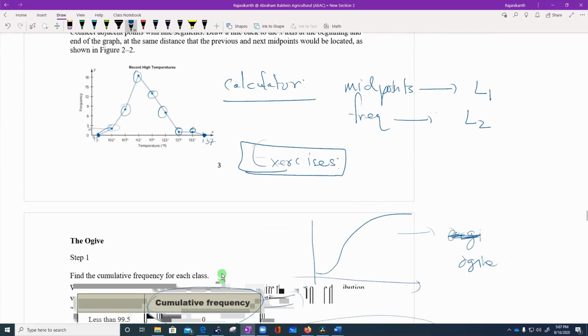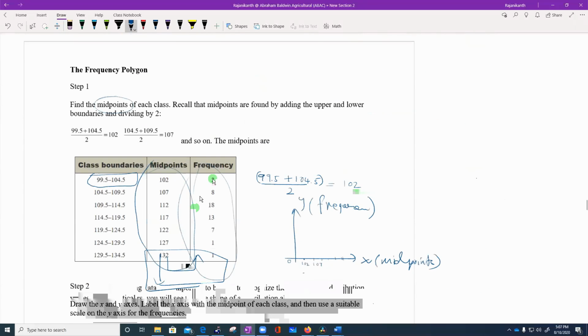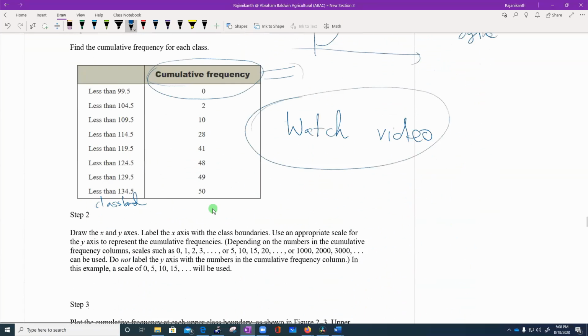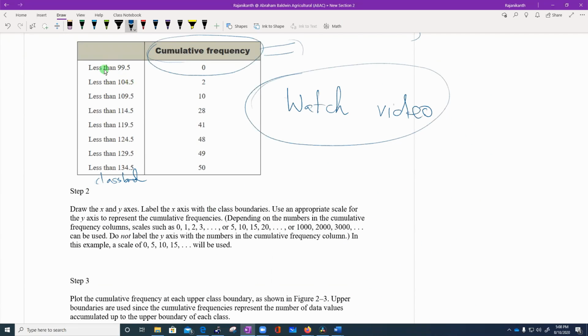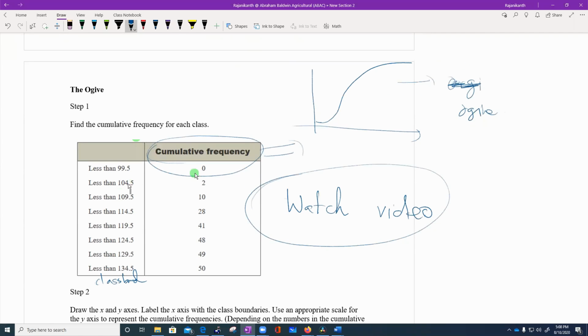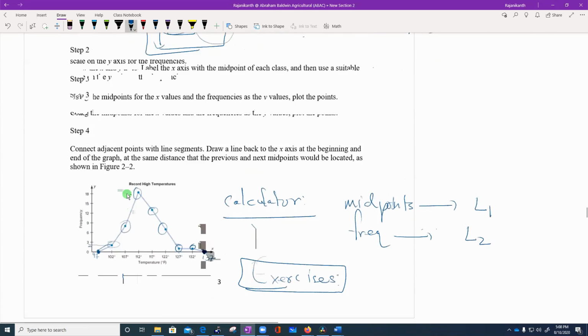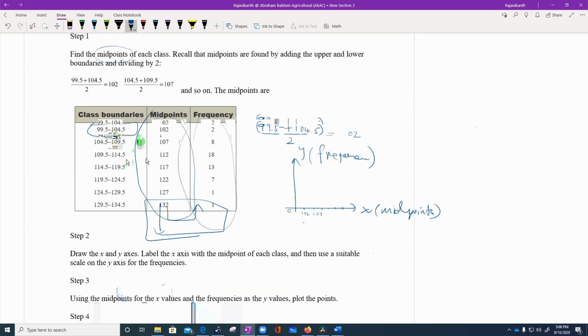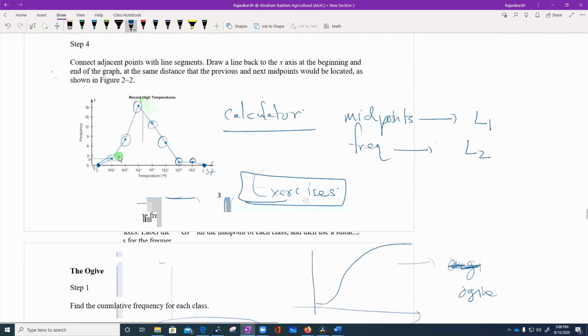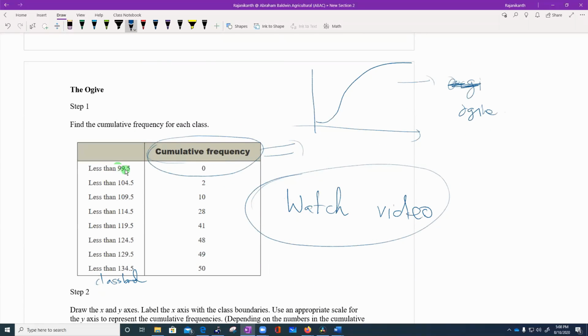Cumulative frequency is simply to keep on adding with your frequency. Start with 0. Always start with less than 99.5. Do you see any data value less than 99.5? You will not get one. That is why it is 0, because your data values start from 104.5, right? Look at this range, 99.5 to 104.5. Your data range is basically starting from 99.5, so anything less than 99.5 will be nothing, 0. That's why you start with 0.